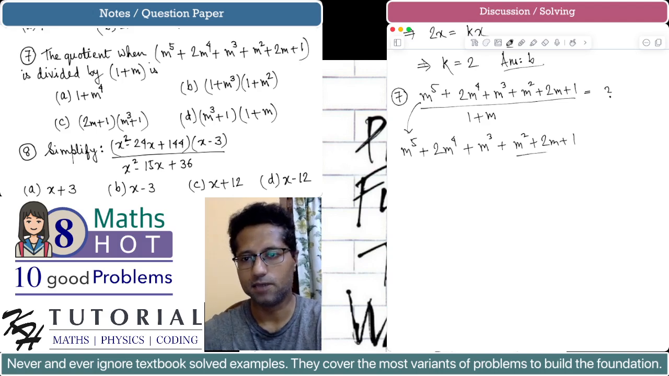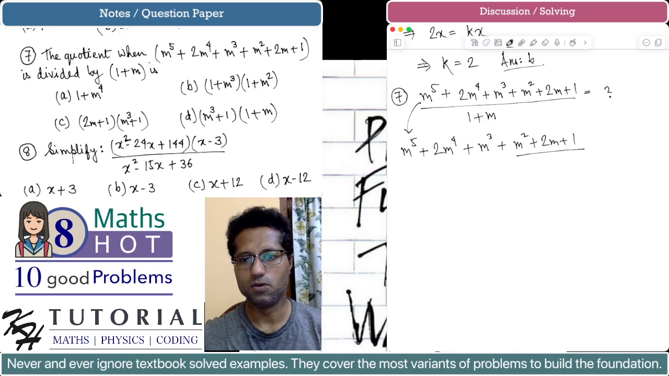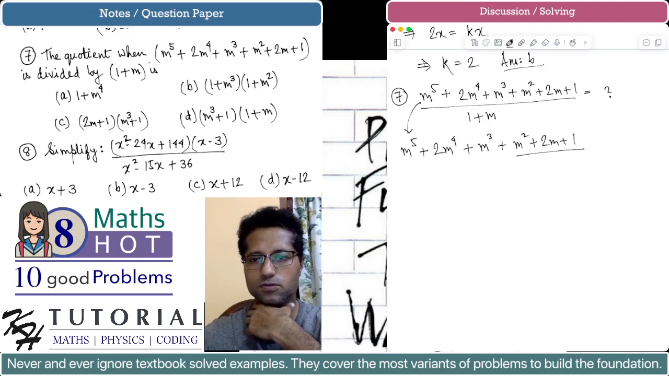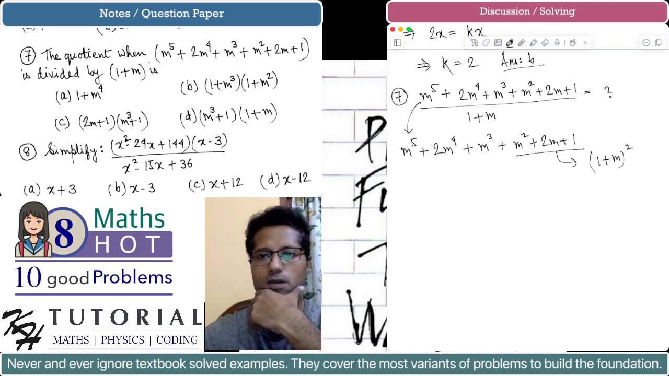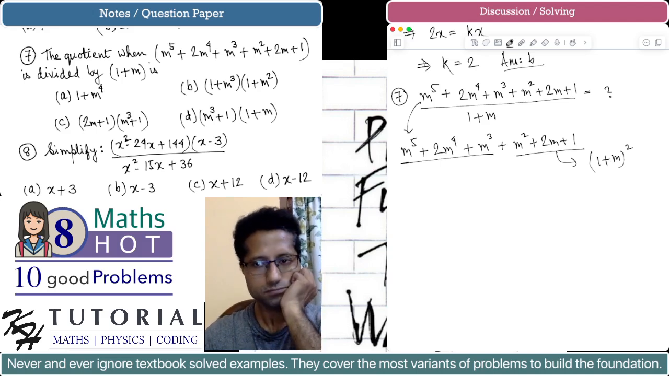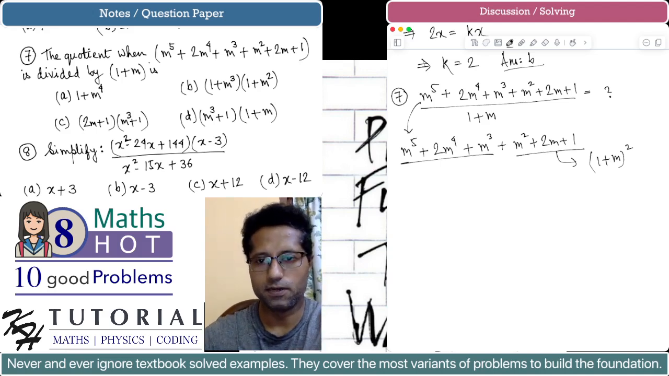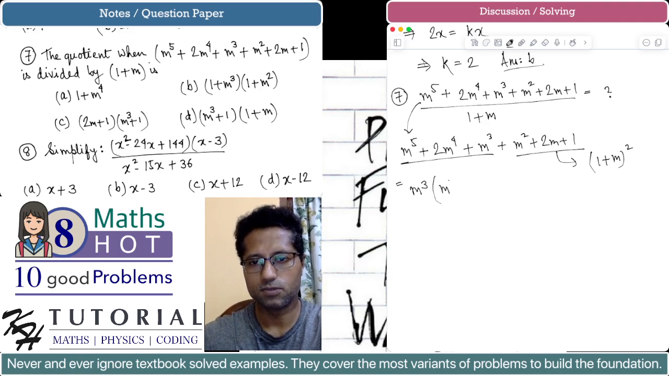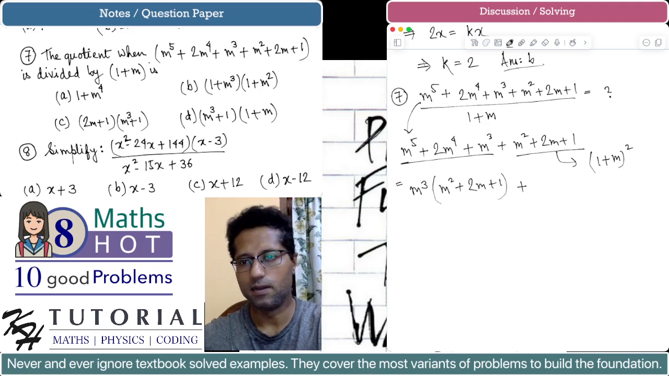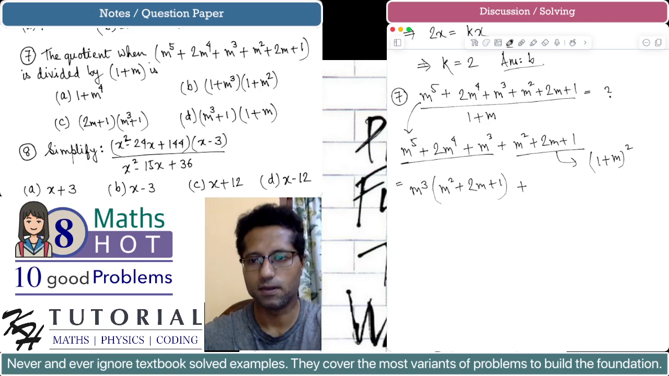Now I can clearly see the last three terms are in the form of a plus b whole square, where a is m and b is 1. So this will be 1 plus m whole square. Now what about the first three terms? For the first three terms, I can see that m cube is a common factor of all the terms. If I take out m cube, I get m cube multiplied by m square plus 2m plus 1.